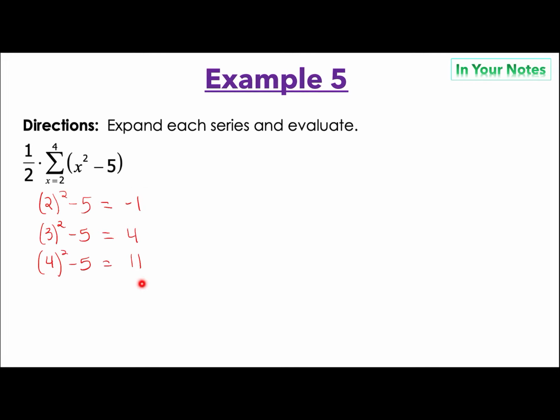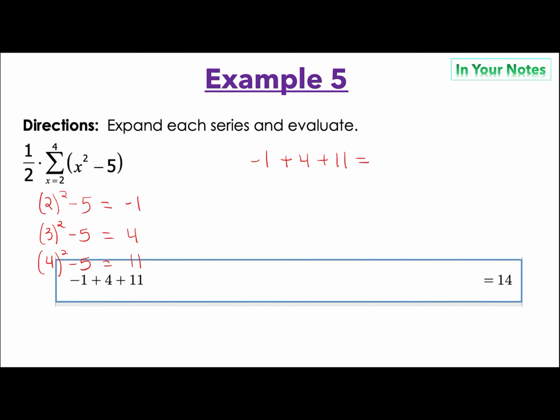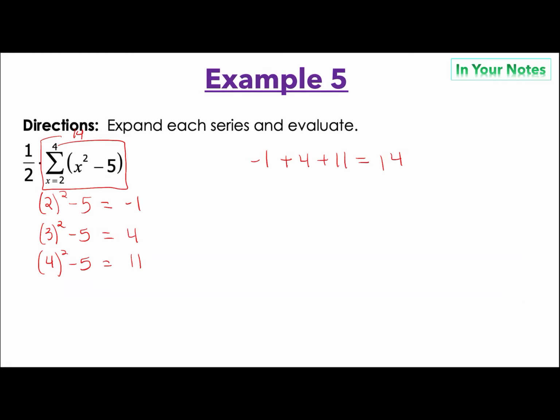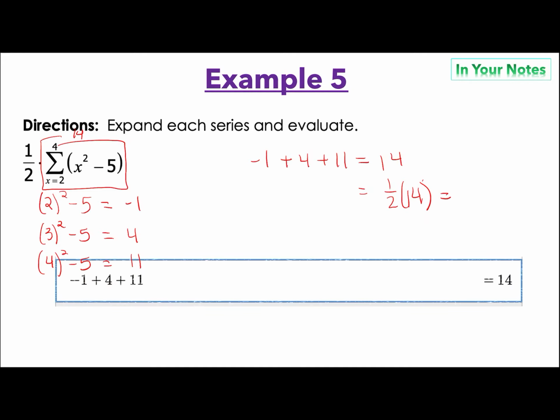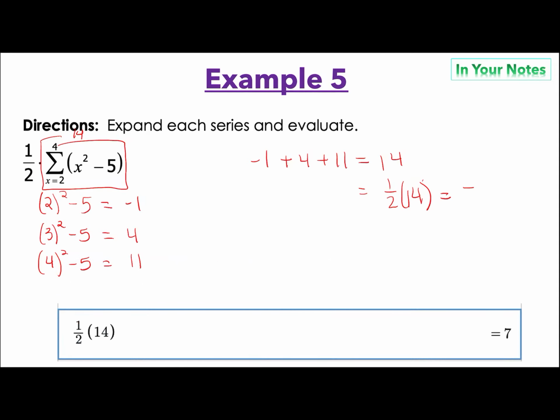Now what we have to do is add these all together. Negative 1 plus 4 plus 11 is equal to 14. And remember, we're not done because what we just found was this. This is equal to 14. We still have to multiply 1/2 times 14. So what is 1/2 times 14? That's like saying 14 divided by 2, or you can just use your calculator. And 1/2 times 14 is equal to 7. And that is our last example, example 5.